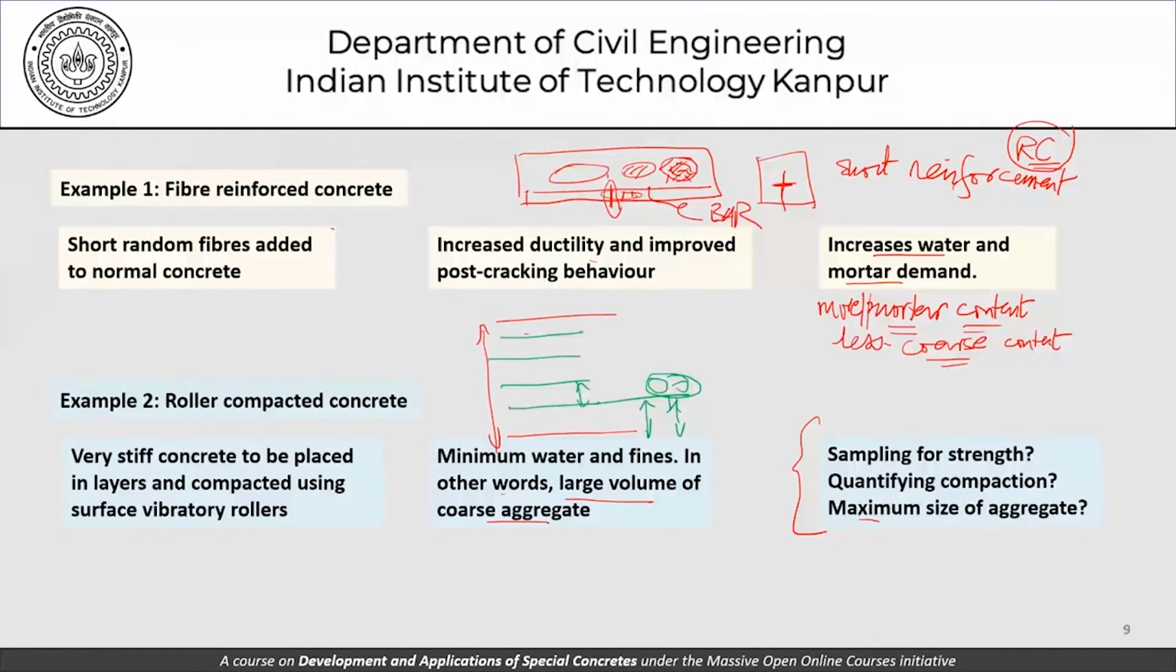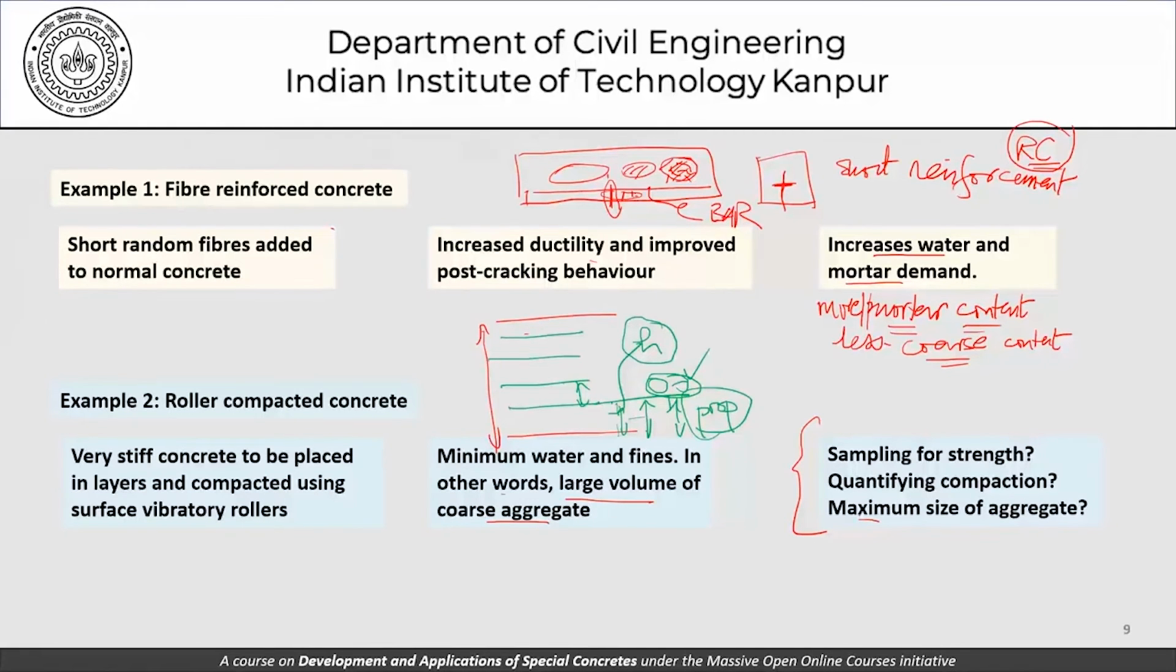So therefore, the issue is what should be the thickness of a layer, and what should be the properties of this concrete, in order that this roller compaction is effective over this depth. So these are all issues which are related to one another. That's what needs to be resolved.